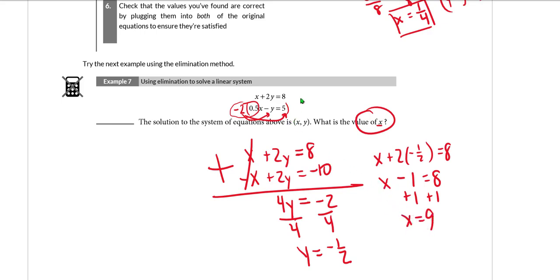Let's just check to make sure those x and y values work in the second equation. So what is that? That is 0.5 times 9 minus -1/2. Again, just substituting in the x and the y there. And that should equal 5. 0.5 times 9 is 4.5. Minus -1/2 is +1/2. And indeed, that second equation does work. So they wanted x, which means my answer here is 9.